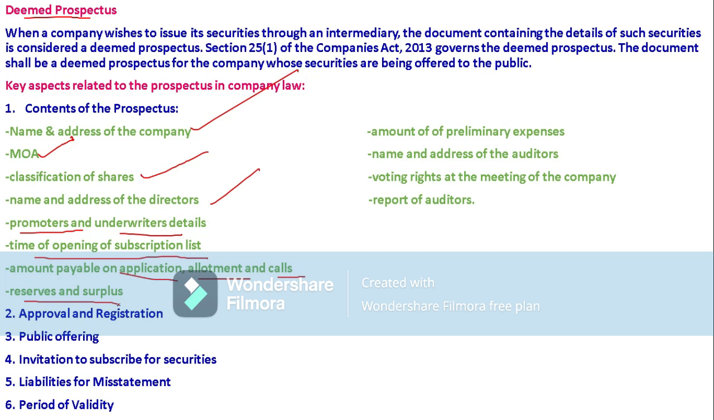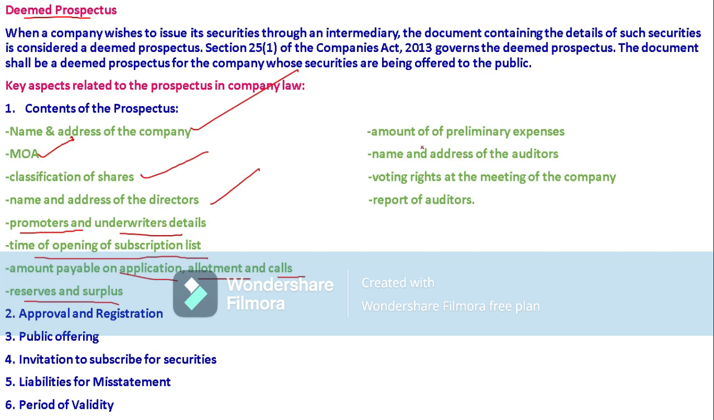And likewise reserves and surpluses: what are the reserves and surpluses of the company, because the company's soundness depends upon the surplus and reserves of the company. So an investor may decide that if there are more reserves and surpluses, it means the company is in a good financial position. So by seeing the reserves and surpluses also, the investor shows his interest to invest or not.